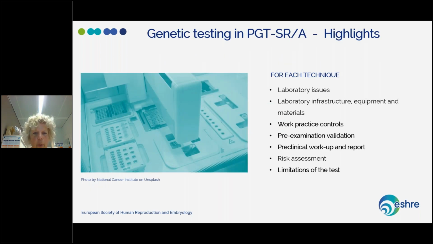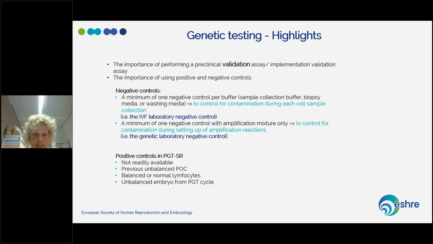So there are actually two subjects in this paper, PGT-SR and PGT-A. And for all the techniques used, we have listed a number of issues. These are the laboratory issues, laboratory infrastructure, equipment, and materials, work practice controls that I will come back to, pre-examination validation as well, preclinical workup and reports, risk assessment, and finally, limitations of the test. If I can have the next slide.